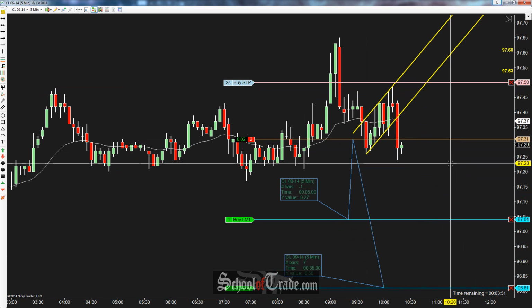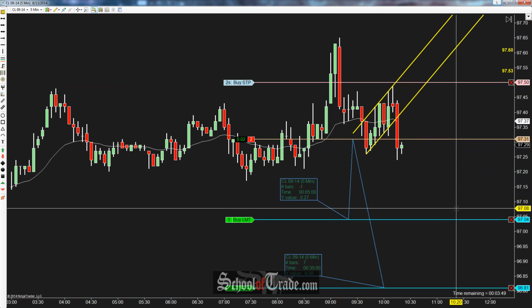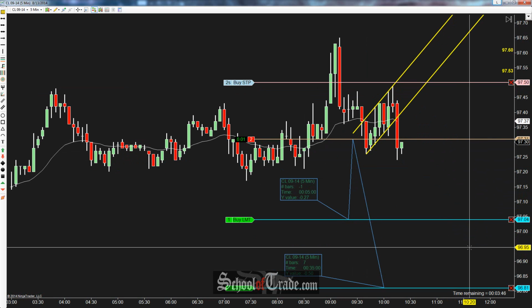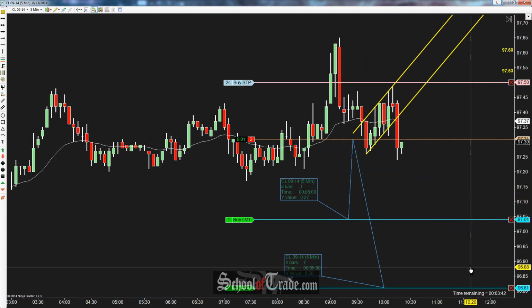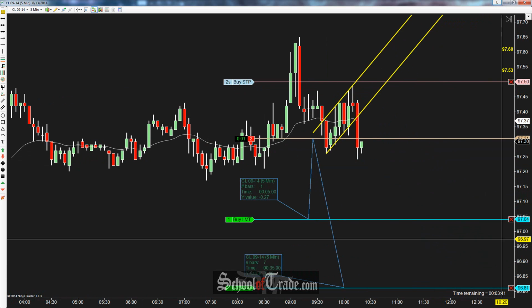So sitting in short 97.31, first target at 97.04, just ahead of the big round number at 97. Below that, if we do start getting some legs to the downside, 96.81 is the next stop. So we'll be back in a little bit, and we'll see how the trade turns out.